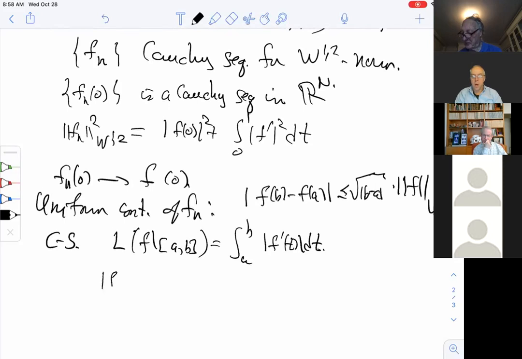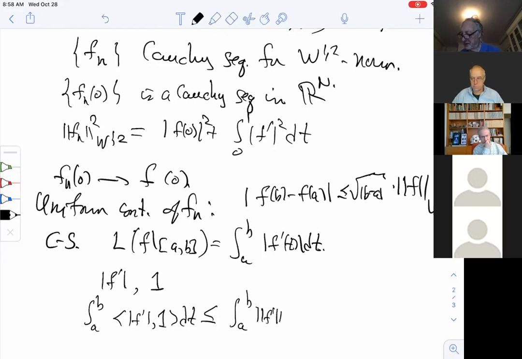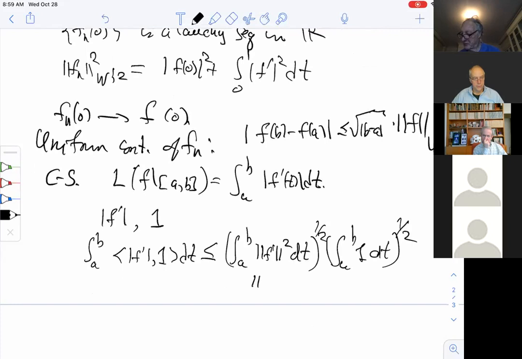So I want to apply Cauchy-Schwarz to the first function being the norm of the derivative and the second function being 1. So Cauchy-Schwarz says the integral from A to B of the product of these two functions, dt, is less than or equal to the square root of the integral from A to B of the norm squared of F prime dt, times the square root of the integral from A to B of 1 dt. So this is the L2 norm of F prime, and this is the square root of B minus A. But the L2 norm of F prime is part of the W12 norm of F, so the L2 norm of F prime is less than or equal to the W12 norm. So you see, here's the uniform continuity.